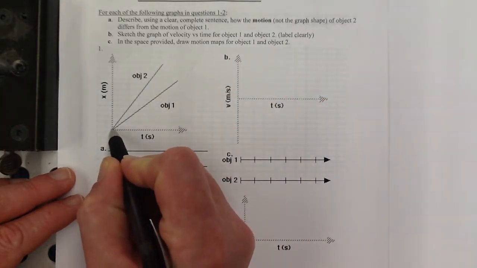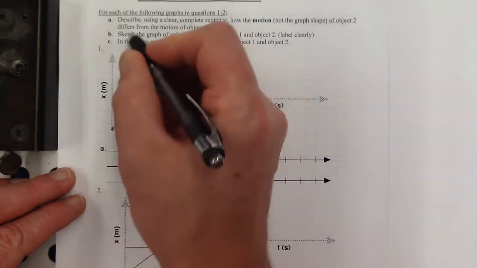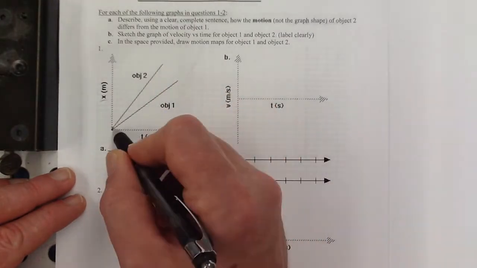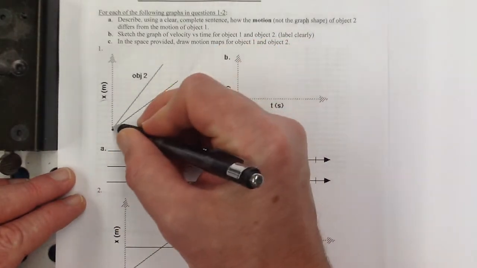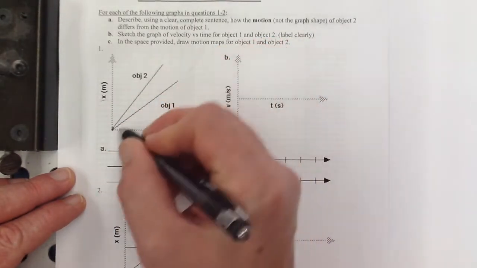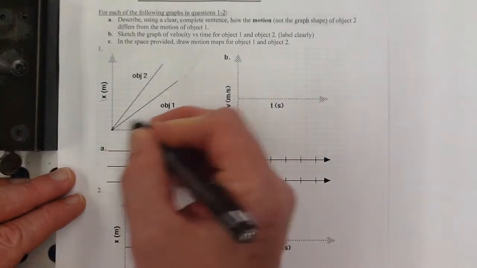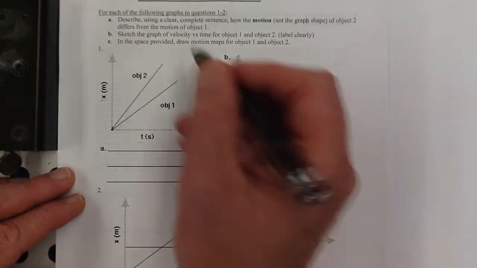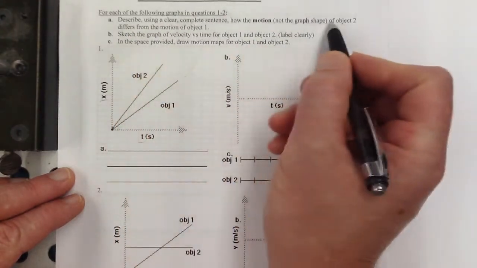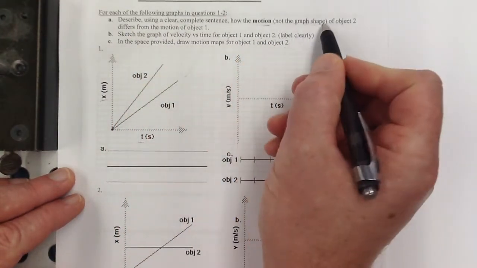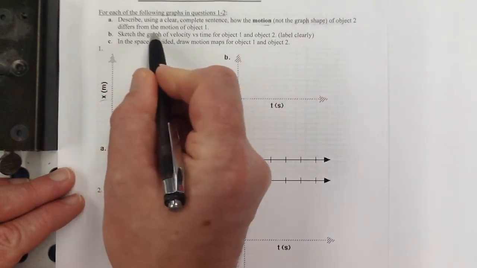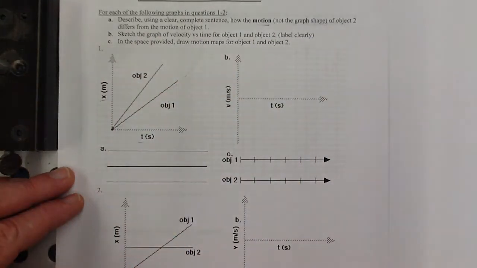Looks like they both start at the origin. The slope of a position time graph is the velocity of something. So this has a steeper slope. That means it's going faster than this one. But they both start at 0, and they're both going in the positive direction. Describe using clear, complete sentences how the motion, not the graph shape, of object 2 differs from object 1. So I think I just said those things.